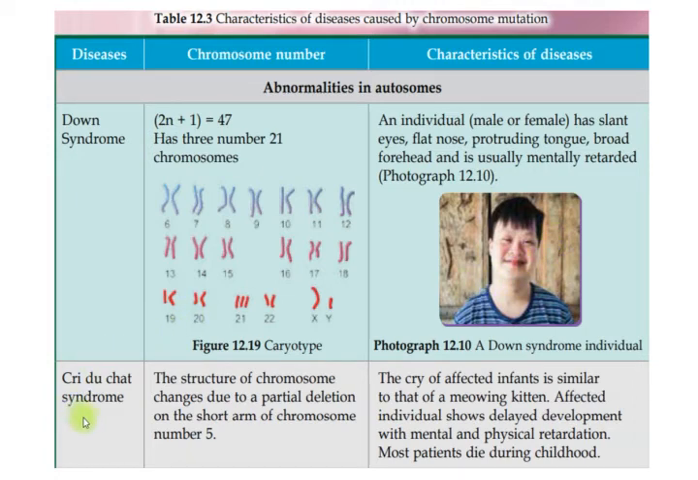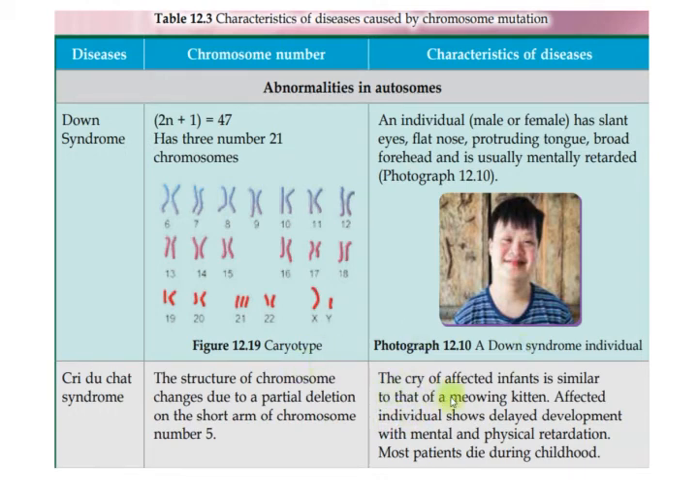Okay, next we go to the disease which is Cri-du-Chat syndrome. The structure of the chromosome changes due to a partial deletion on the short arm of chromosome number 5. What happened here? A mutation occurred that caused the structure changes on chromosome number 5. So what are the characteristics of Cri-du-Chat syndrome?